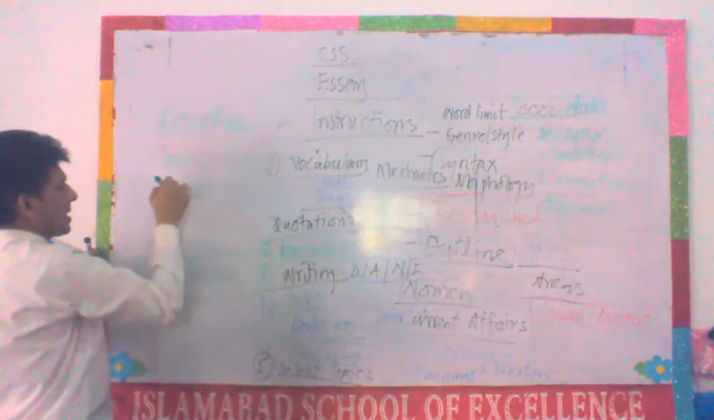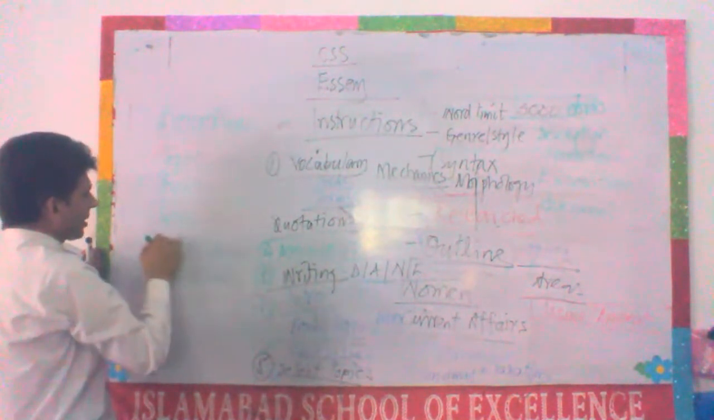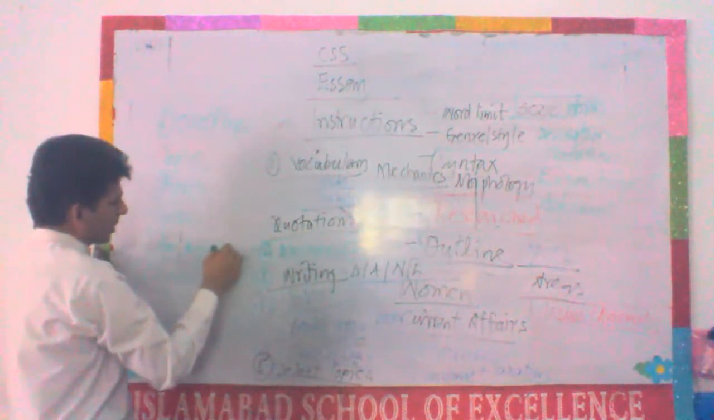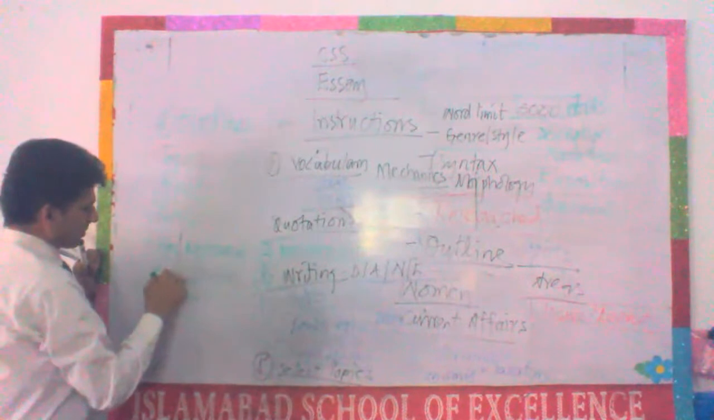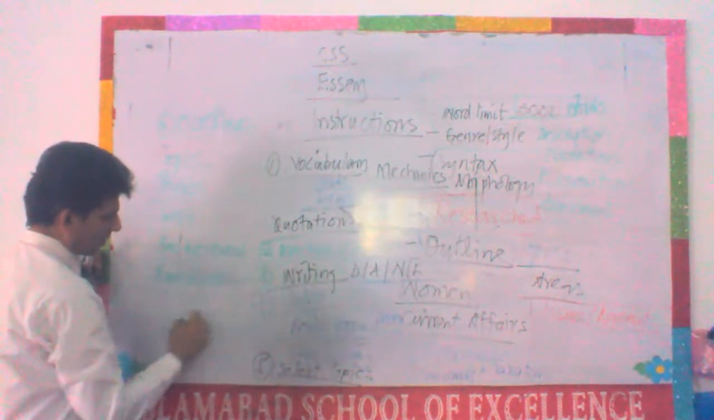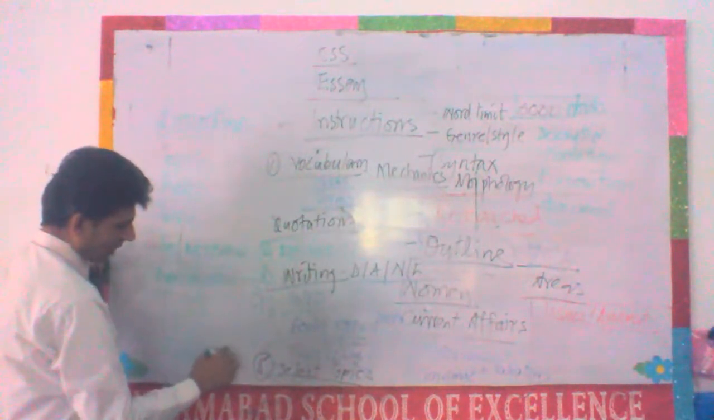Number 2, thesis. Number 3, introduction. Number 4, paragraph will be about background. Then arguments. Arguments for the topic: 1, 2, 3. Arguments against, counter arguments.